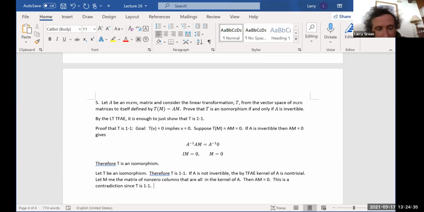So therefore, when you have a contradiction, that means what you assumed is wrong. And what we assumed is that A was not invertible. So A is invertible.